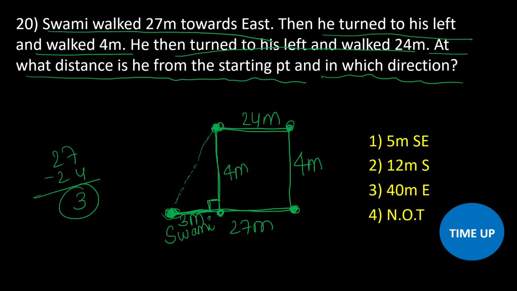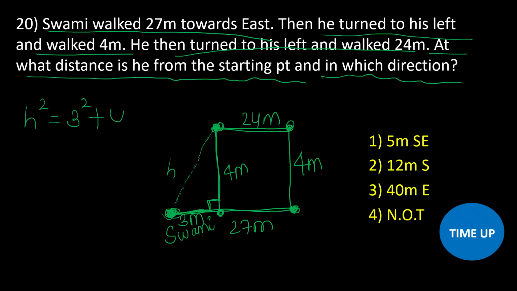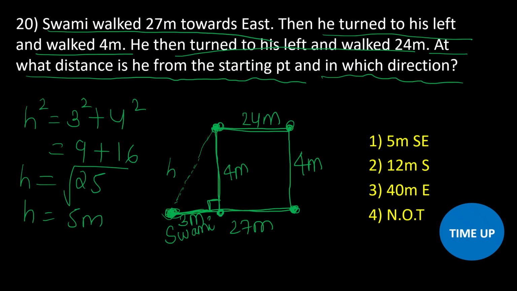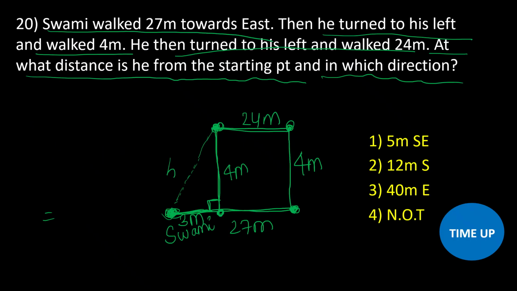So now use the Pythagoras theorem. This is the hypotenuse. Hypotenuse square is 3 square plus 4 square. So this is 9 plus 16, which is 25. So h will be root of 25. H is 5 meter. Correct? So distance is 5 meter. Okay. So in the option 5 meter is there, but carefully check, none of this is also there.